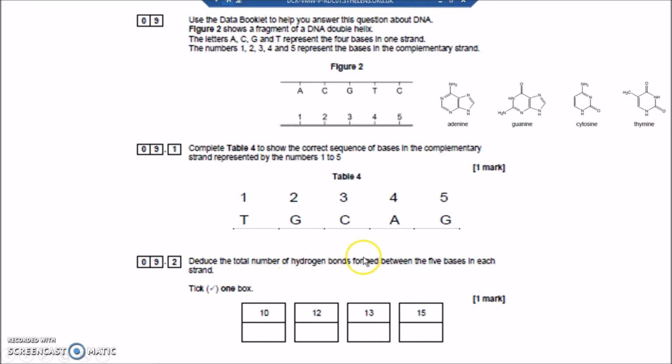Deduce the number of hydrogen bonds formed between the 5 bases. Well, adenine to thymine forms 2. Guanine and cytosine form 3. So that's 2, cytosine forms 3, guanine forms 3, thymine forms 2, and cytosine forms 3. So I've got 2, 3, 3, 2, 3. In total there are 13 hydrogen bonds formed between those bases.